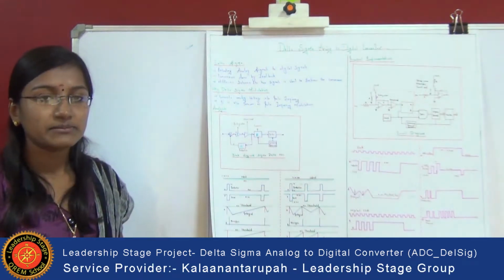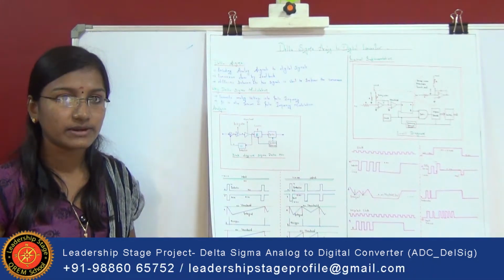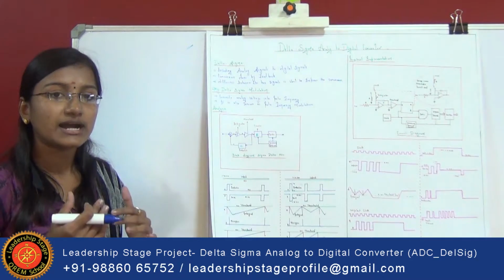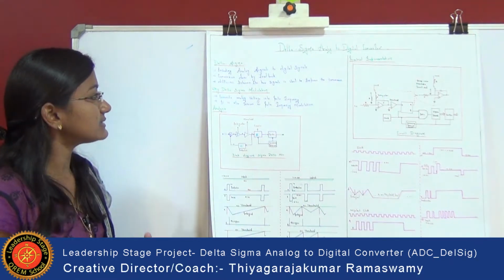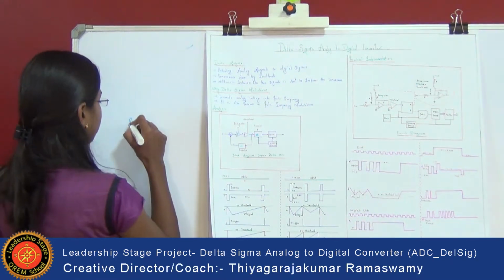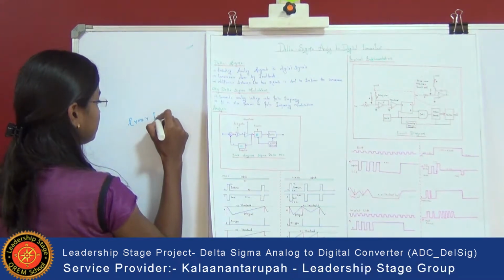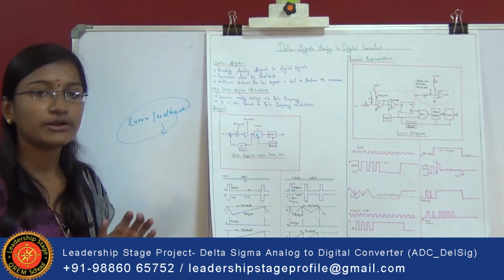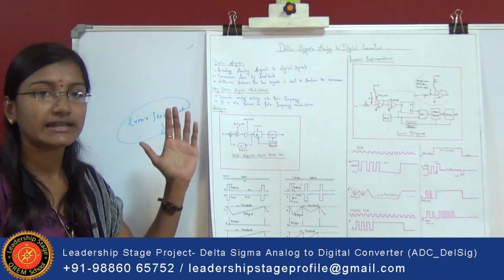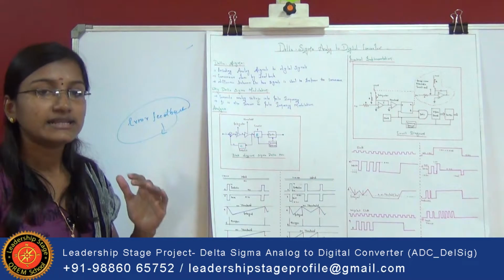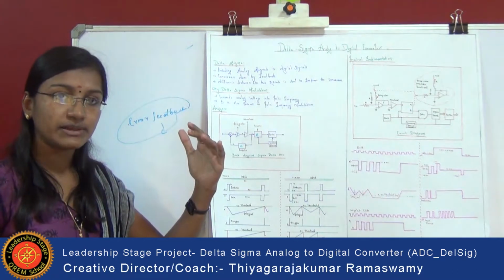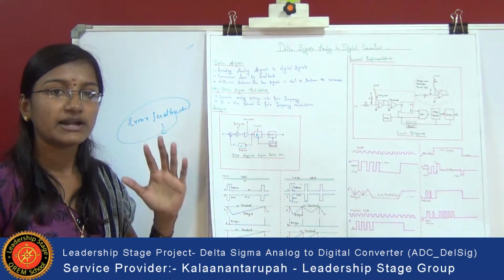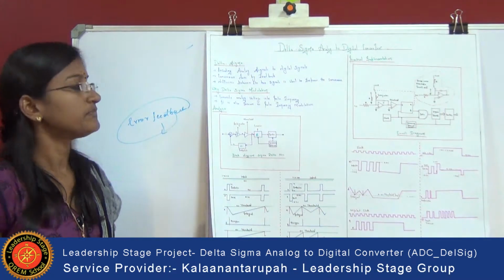What is meant by a delta sigma analog to digital converter? Delta sigma is nothing but encoding the analog signal into a digital signal. Here we are going to use an error feedback. This error feedback is used in order to avoid distortion. Next, we find the difference between the two signals, which is used to improve the conversion from analog signals to digital signals.